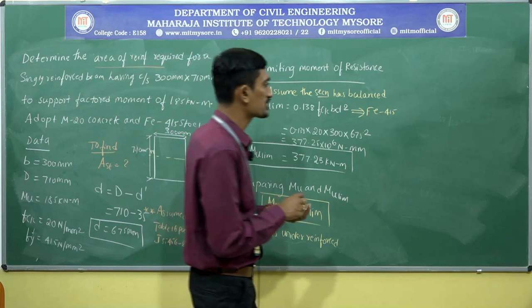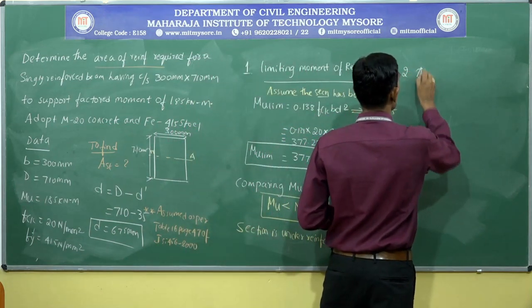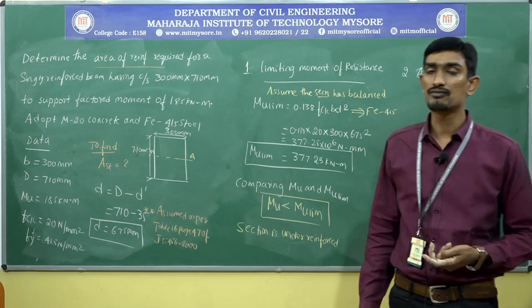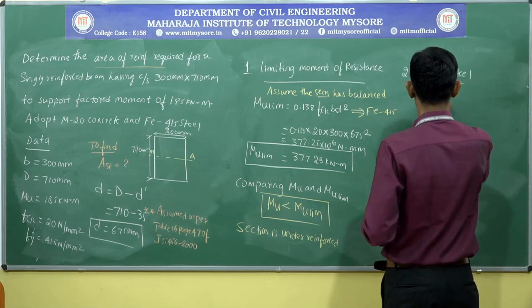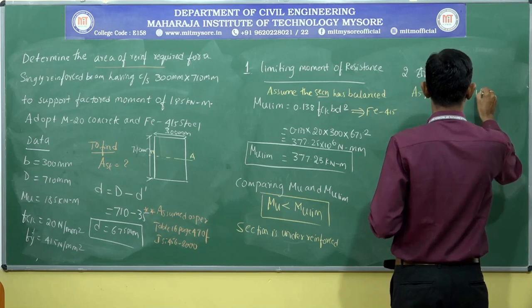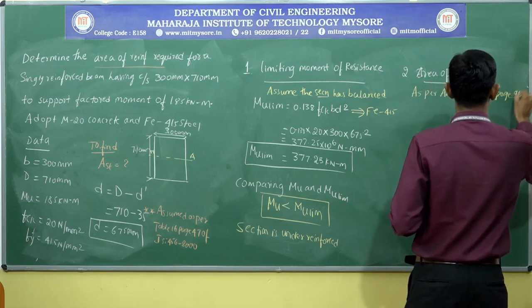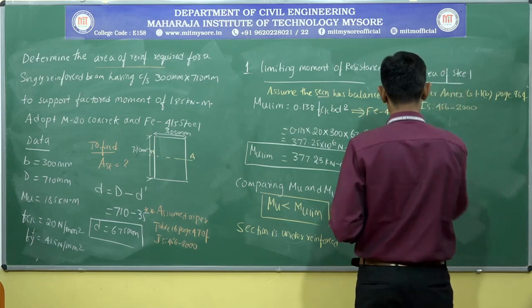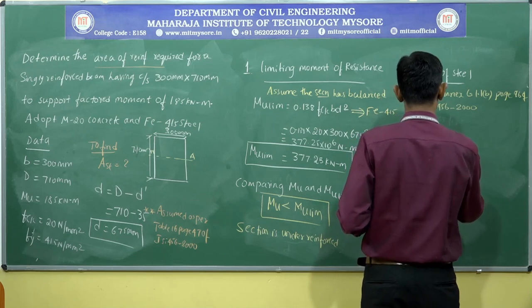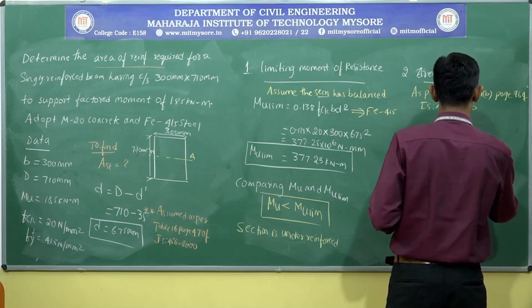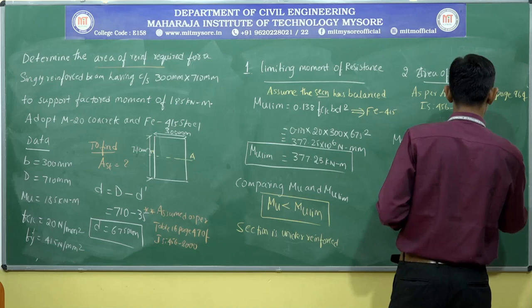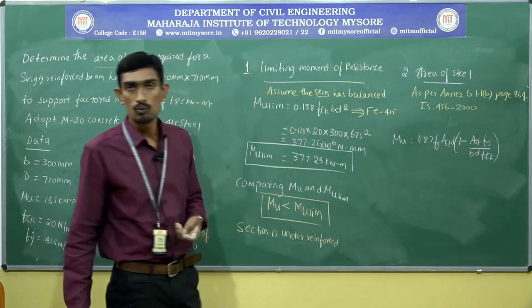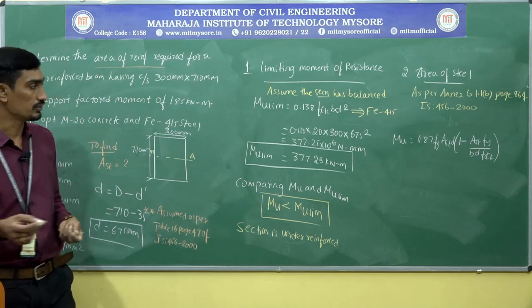Now, how to calculate the area of steel? Knowing it is an under reinforced section, step number 2 is the area of steel. Which formula are you going to use to calculate Ast for an under reinforced section? Once again, as per Annex G 1.1b, page 96 of IS 456:2000, the formula is Mu equal to 0.87 Fy Ast d into 1 minus Ast Fy divided by b d fck. This is the formula you are going to use to calculate the area of steel.